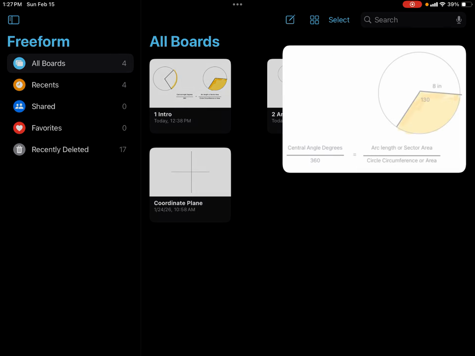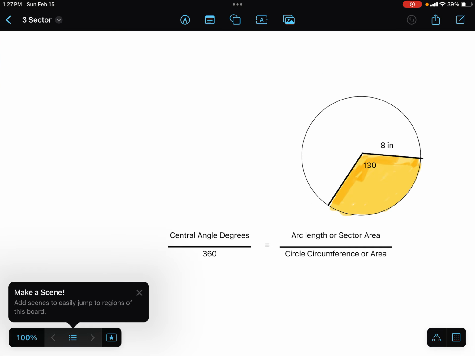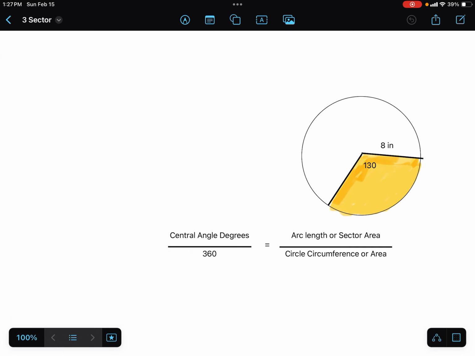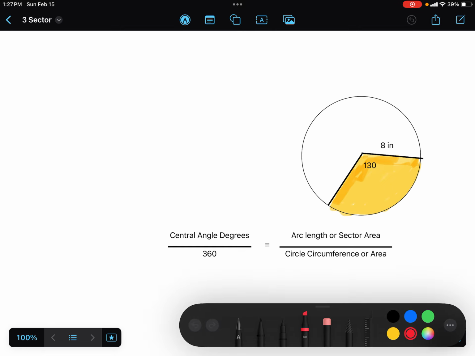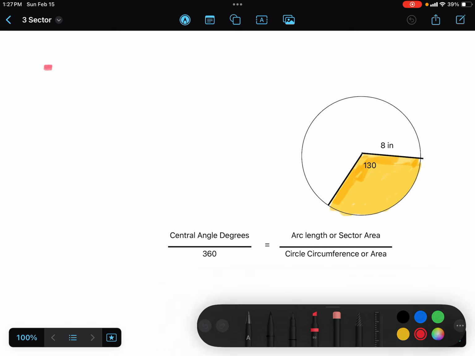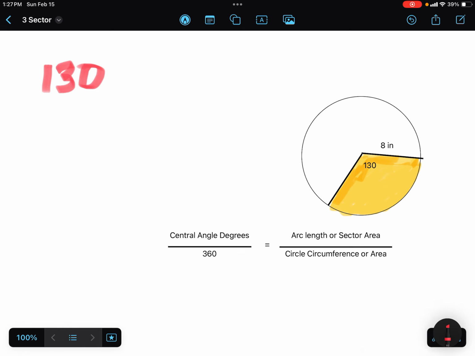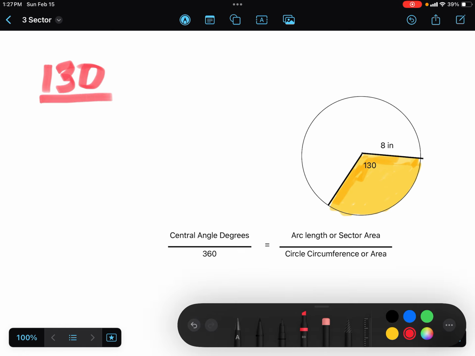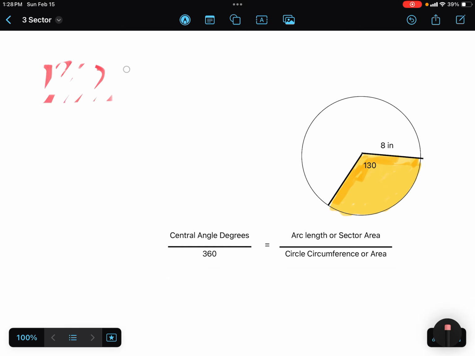Now, for sector area, again, we're using the same kind of formula, the same proportion down there, only this time we're looking for sector area. So again, in this problem, the central angle is marked as 130 degrees. Let's get a different tip there. There we go. So, in fact, let's erase that. That looks goofy.